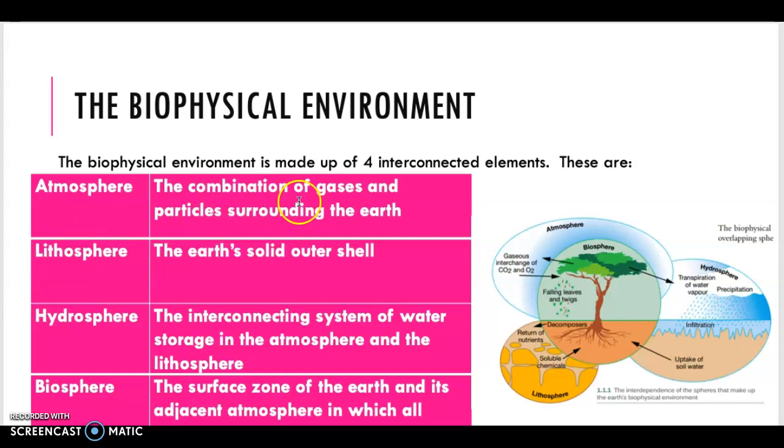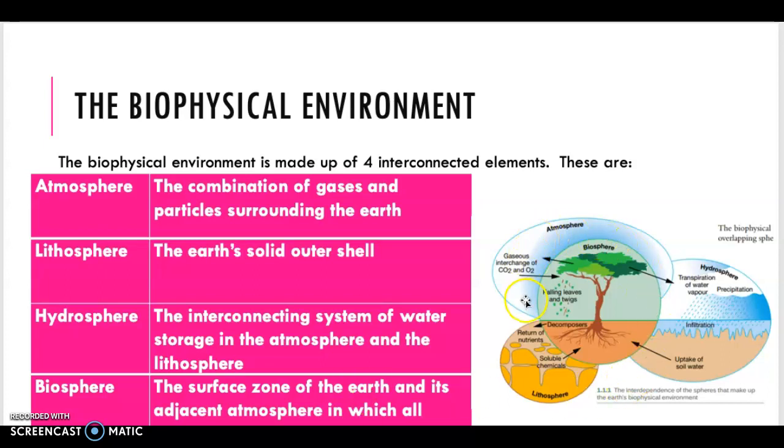So the atmosphere really is a combination of gas and particles that surround the Earth. They are the invisible layer around the Earth that traps heat in and where all sorts of weather events occur. The lithosphere is all about the hard outer shell. It's the mantle and the rock that encompasses the surface of the Earth. The hydrosphere are the interconnections of all the water storage, and it very closely links with the atmosphere and lithosphere. The biosphere is that adjacent zone. It's between the lithosphere and the atmosphere, and it comprises all the living and non-living elements of the Earth.